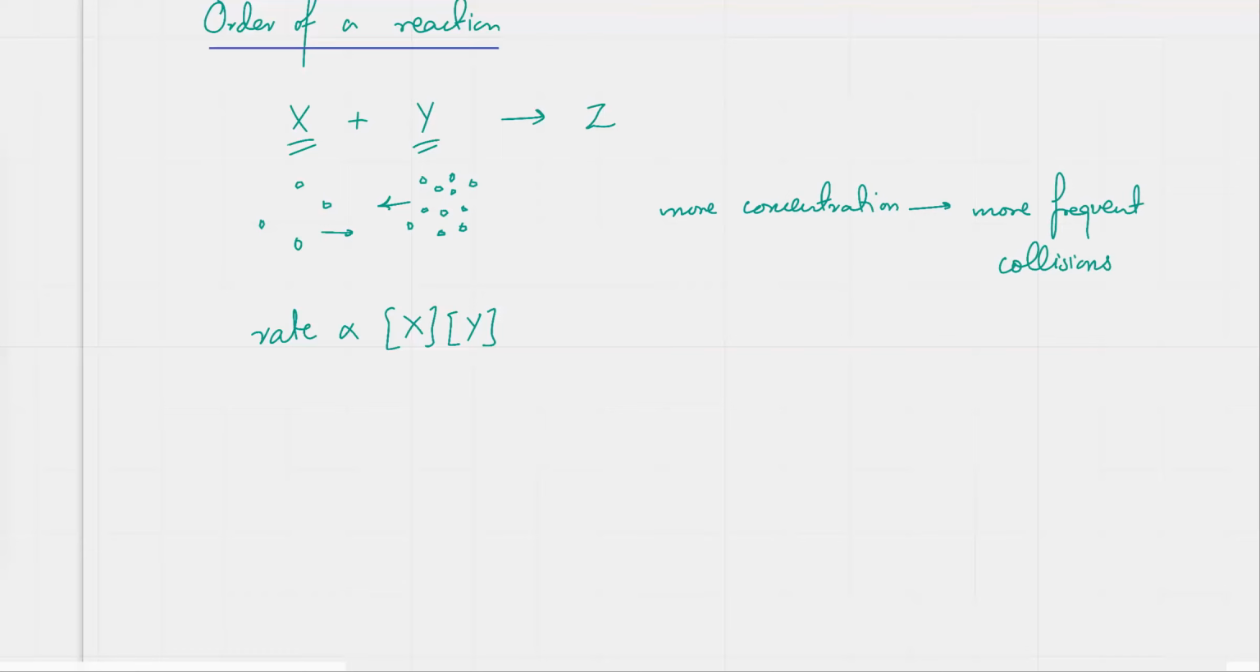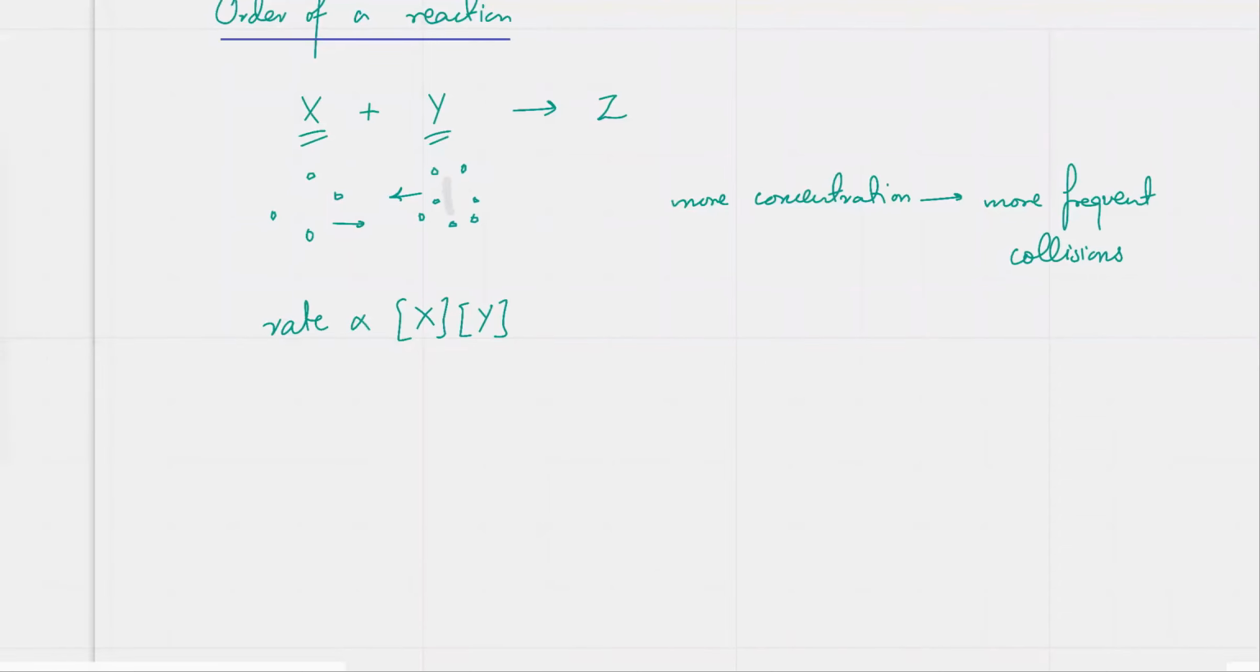And if there are fewer particles, if the concentration is lesser, then obviously the number of collisions is also going to be a lot lesser. So the speed with which the reaction happens depends on the concentration of X and the concentration of Y and how much they are bumping into each other. So that is one thing that they depend on.